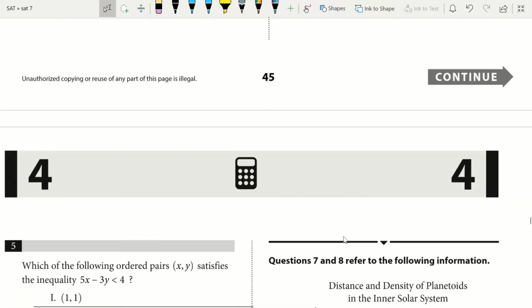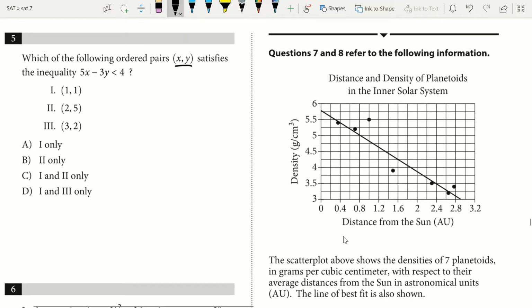All right, question 5. Which of the following ordered pairs XY satisfies the following inequality? Here, I'm just going to plug them in because I only have 3 different sets, and it'll be quickest to do that. So I'm going to plug in 1 and 1. 5 times 1 gives me 5 minus 3 because I have 1 for Y. Is that less than 4? Yes, because 5 minus 3 is 2, and 2 is less than 4.